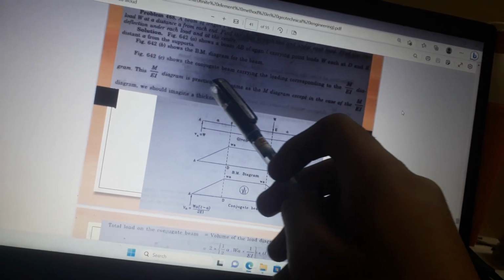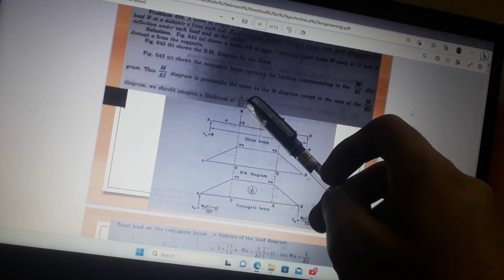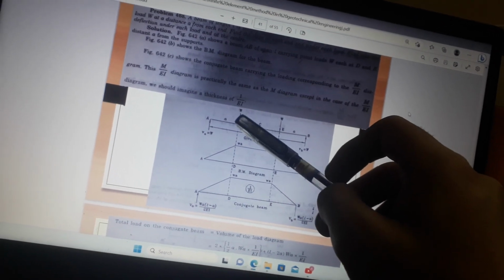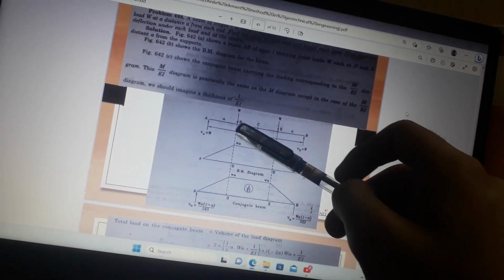The M by EI diagram is practically the same as the M diagram, except that in the M by EI diagram we should imagine a thickness of 1 by EI. For example, in this case, VA is equal to W, VB is equal to W. Given beam A, D, C, E, B, length L. Bending moment diagram A, D, E, B, WA, WA.